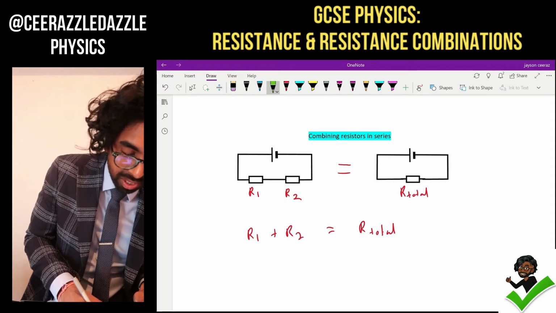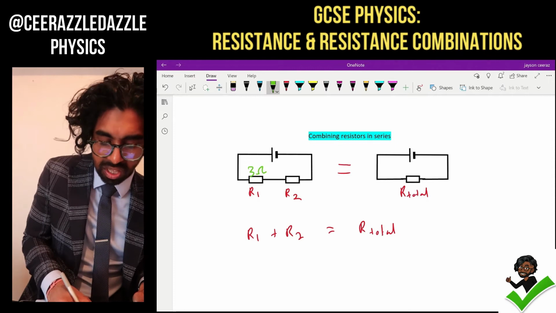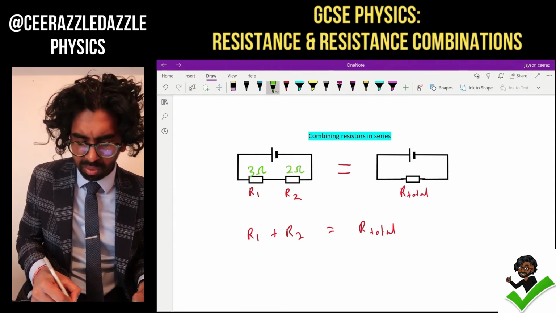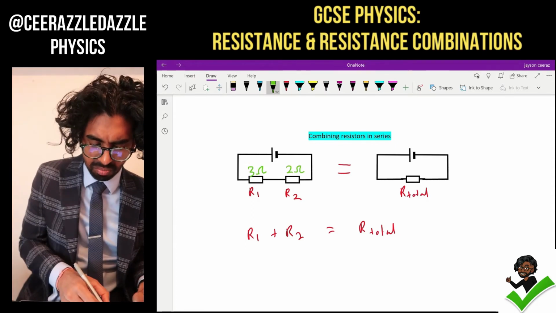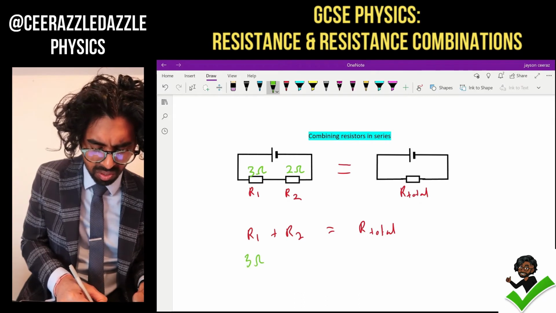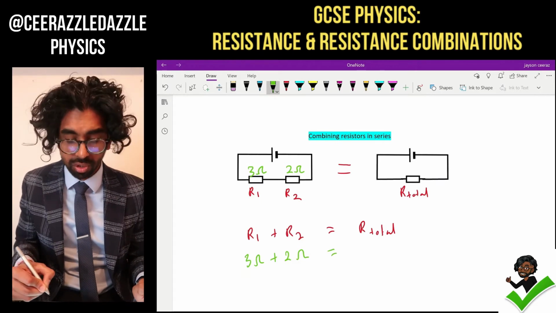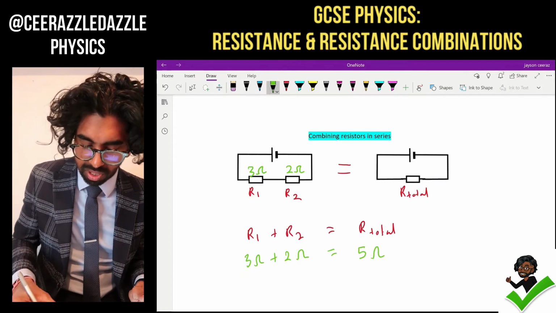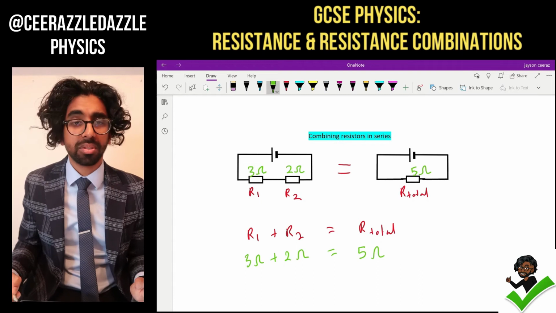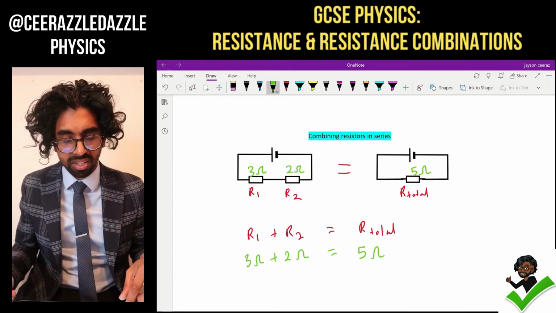Let's just say this is going to be 3 ohms. The other one is 2 ohms. What will be the total resistance then? R1 is 3 ohms plus R2, which is 2 ohms. Therefore resistance in total is going to be 5 ohms. So this one over here is going to be 5 ohms. Simple stuff, guys. Dead easy.